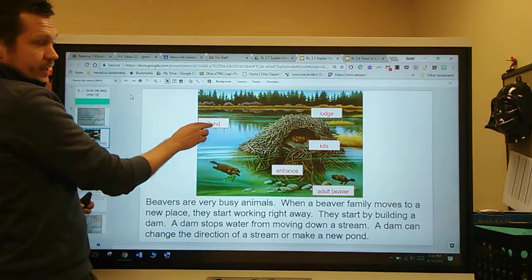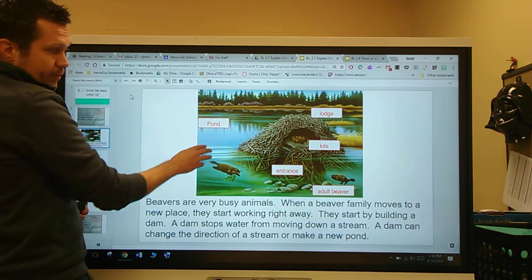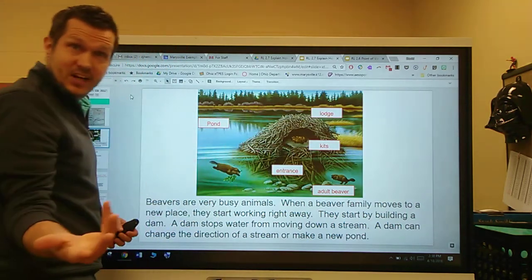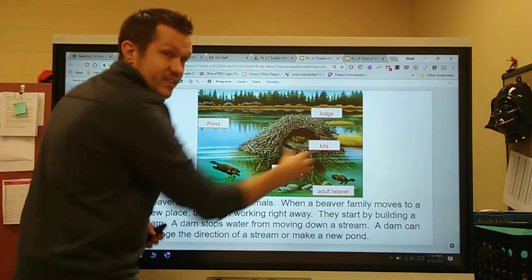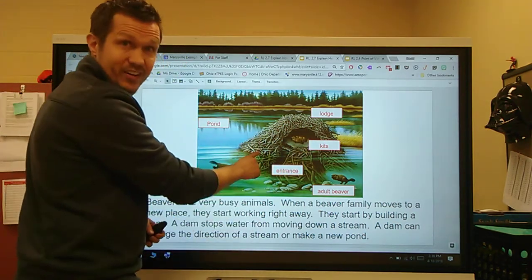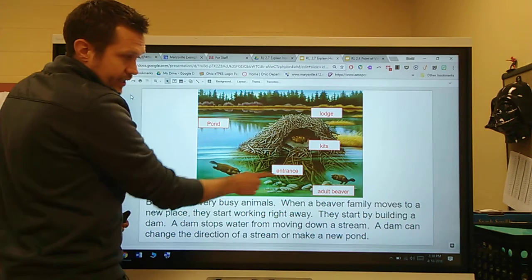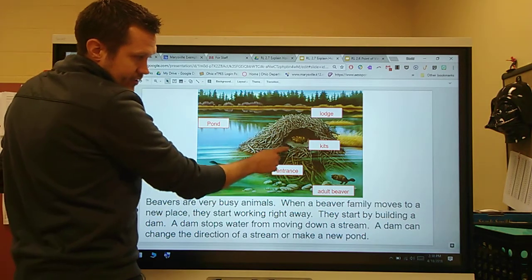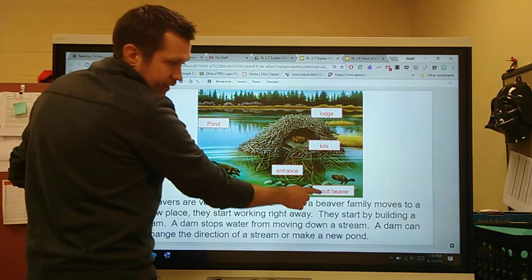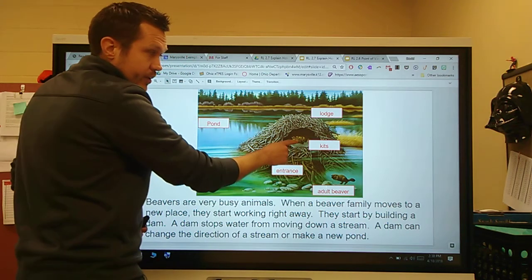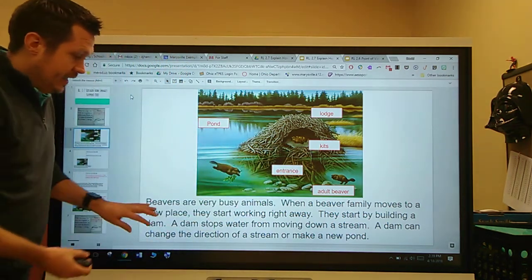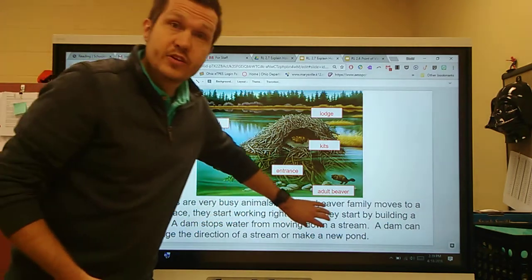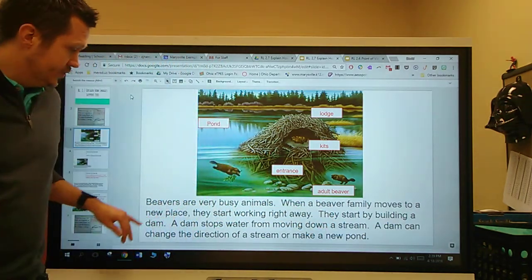So here it says pond. So this back part here is called a pond. That taught me something. This is a lodge. This part right here, that's the home of a beaver, and it's called a lodge. Here's the entrance. Look, the entrance looks like it comes up from underwater. Here's an adult beaver. Look, baby beavers. They're called kits. And I also know that the author's words are very important. I have to read those too.